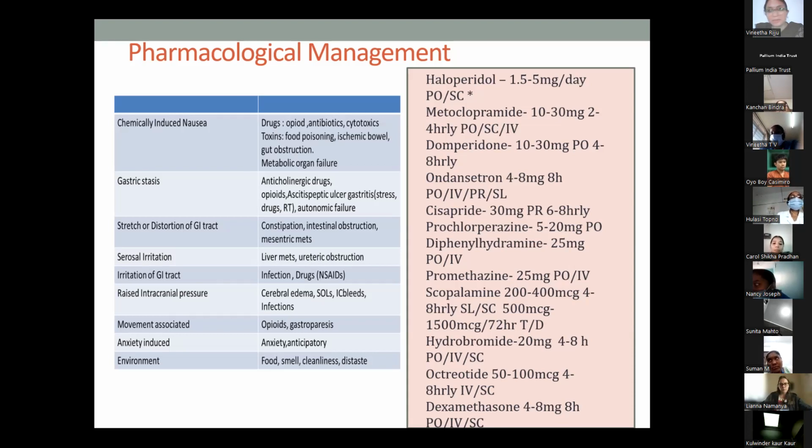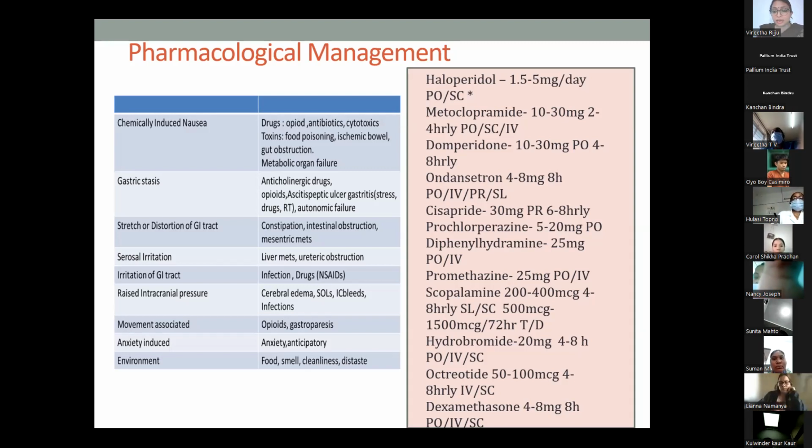If you have seen one patient who has developed extrapyramidal symptoms, you will never forget it. I have seen 2, and 2 bad ones, so I will never forget it. Every time I go through this slide, I without fail mention the extrapyramidal symptoms of metoclopramide. Then domperidone, ondansetron, cisapride, prochlorperazine, diphenhydramine, all these are commonly used drugs which we can try for vomiting.